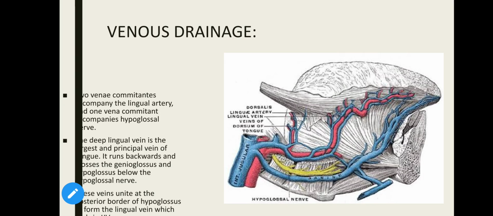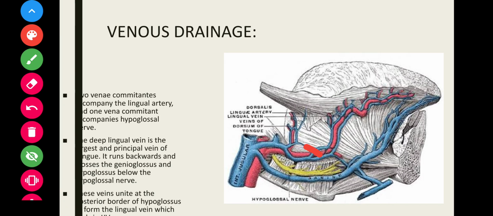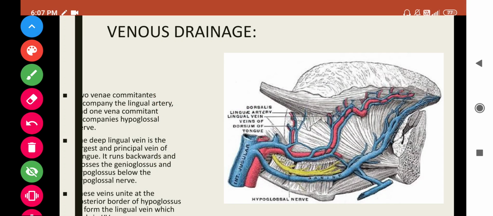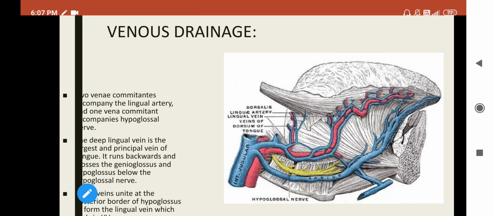Coming to venous drainage, there are vena comitantes. They accompany the lingual artery. One vena comitans accompanies the hypoglossal nerve. So the nerve over here you see is the hypoglossal nerve. The deep lingual vein is the largest and principal vein of the tongue. It runs backward and crosses the genioglossus and hyoglossus below the hypoglossal nerve.